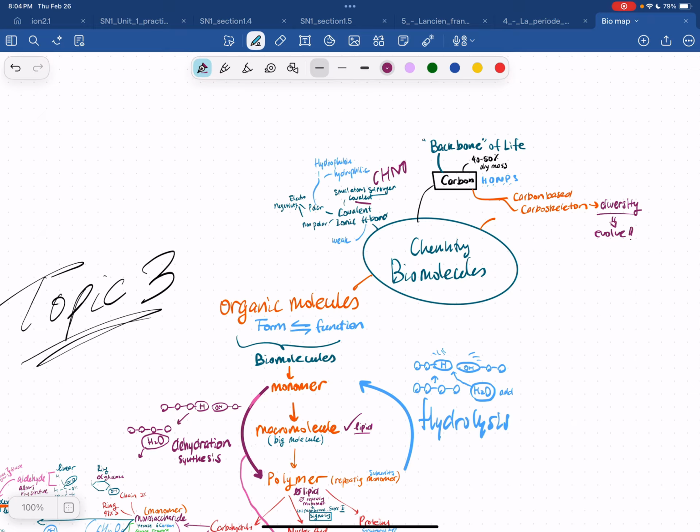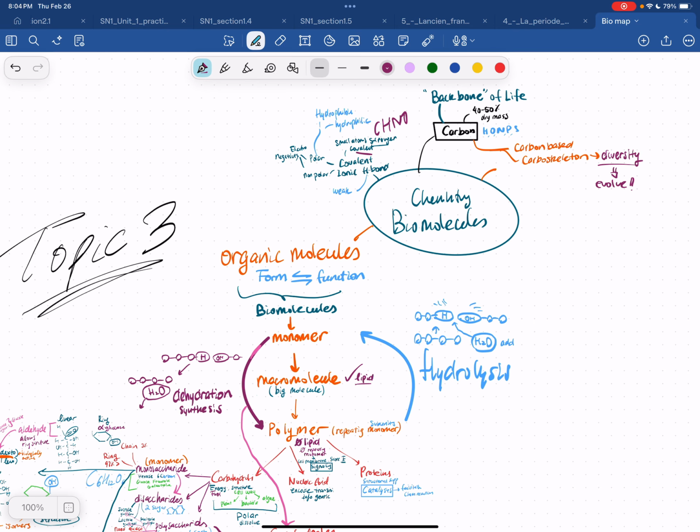Hydrogen bonds are weak and constantly forming. They are also important for holding DNA together. DNA is held together by hydrogen bonds between nitrogenous bases. Polar, hydrophilic, hydrophobic.